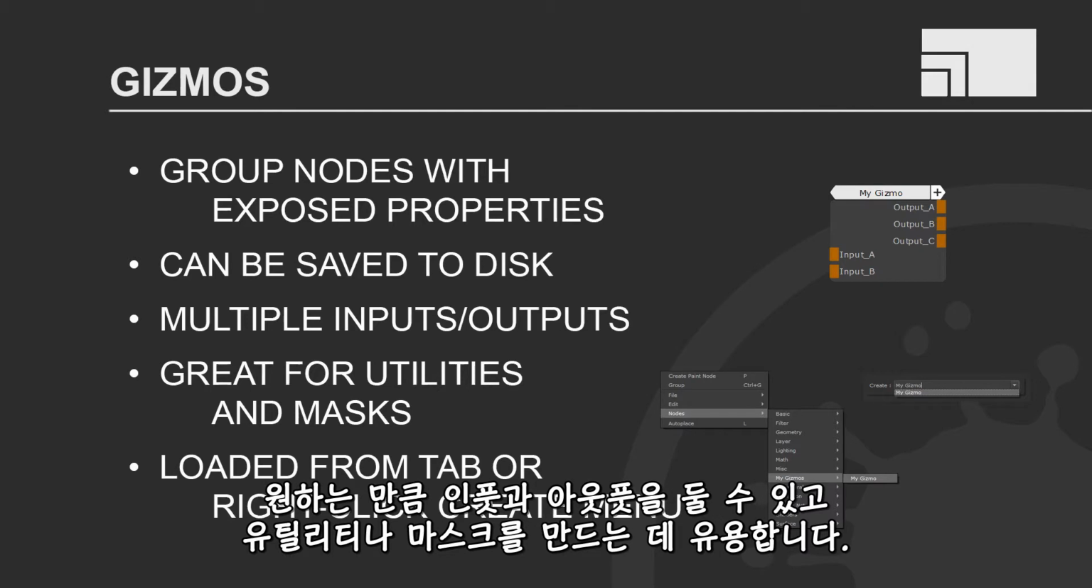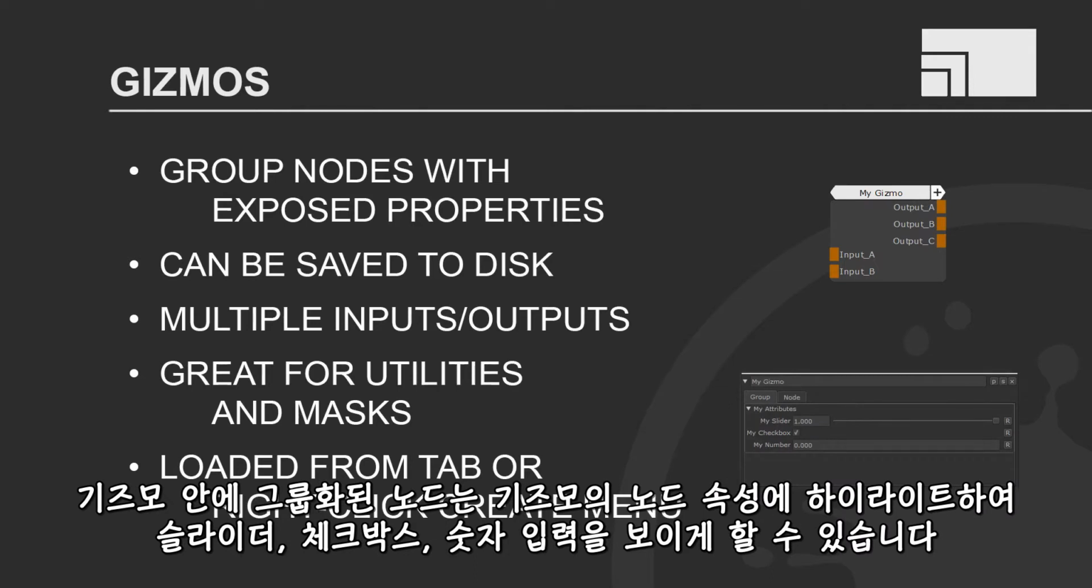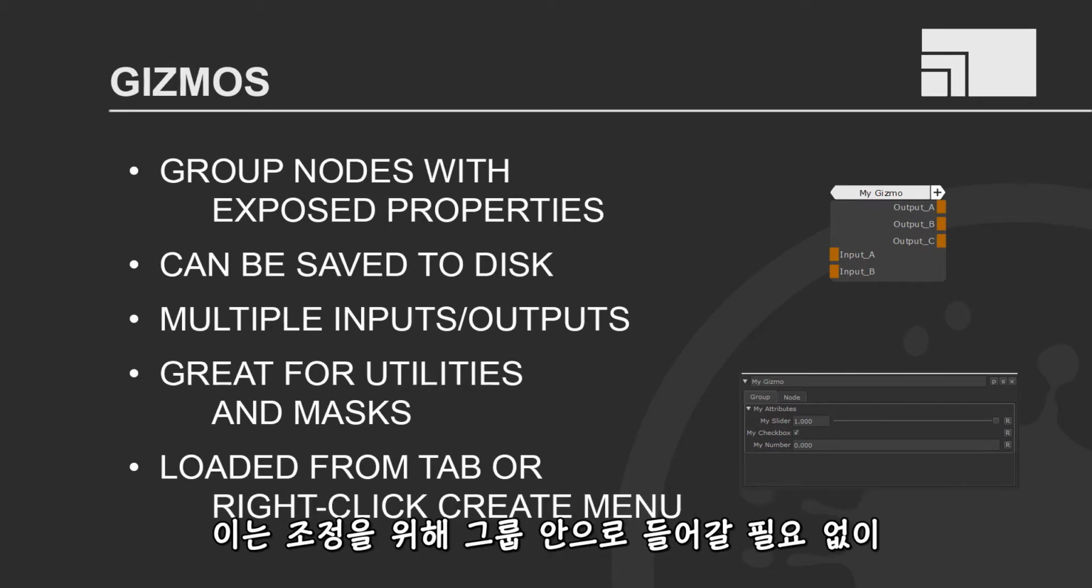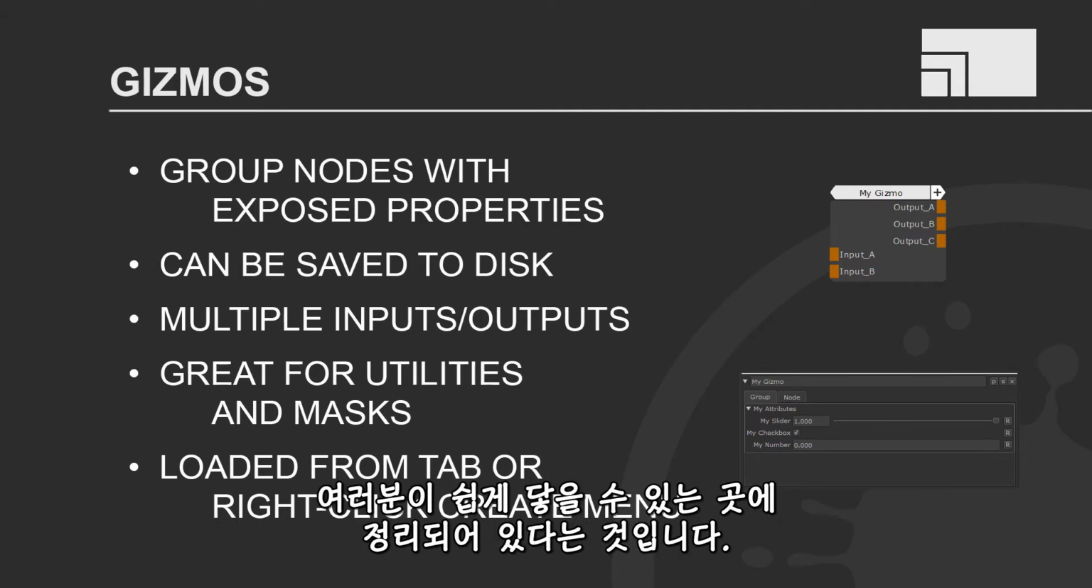They can have as many inputs or outputs as you like and can be great for creating utilities or masks. Nodes grouped inside of the gizmo can have sliders, checkboxes, and numerical inputs exposed to be visible by highlighting the node properties of just the gizmo, which means instead of having to dive inside the group and dig for what you want to adjust, it's conveniently organized for you in an easy-to-reach spot.